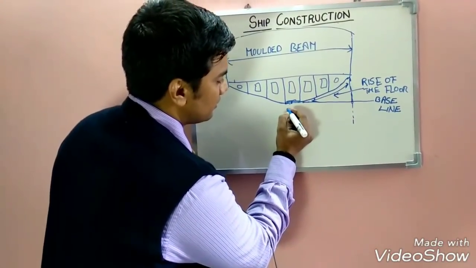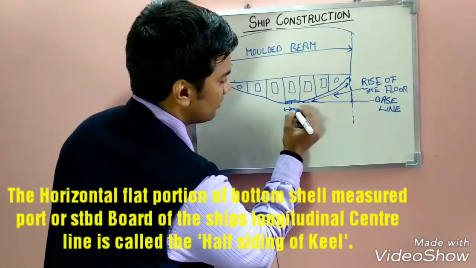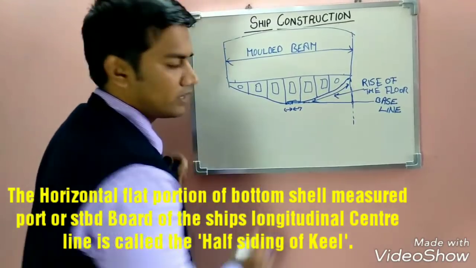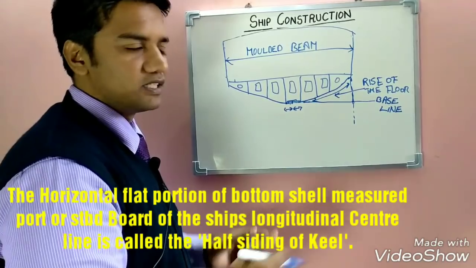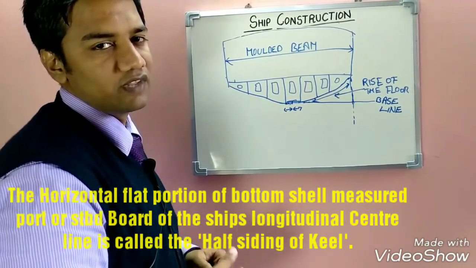Now keel. This is the half siding of the keel on either side, from the center of the keel on the starboard side or to the port side. The dimensions are called the half siding of the keel.